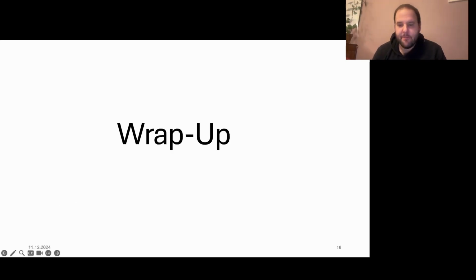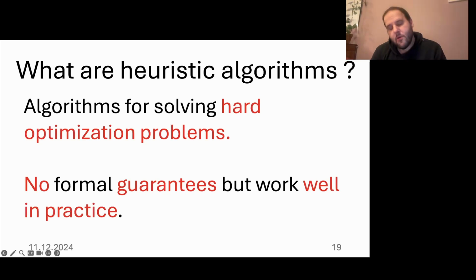Okay, so to wrap up, I have now discussed a very popular example of a heuristic algorithm, which is stochastic gradient descent. And more generally, heuristic algorithms are used to solve hard optimization problems. There's typically no formal guarantee that they deliver an optimal solution, or even a guarantee on the suboptimality might be lacking, but they work well in practice. So that's exactly how we currently use AI systems. We train those models using stochastic gradient descent, and the results are good enough.